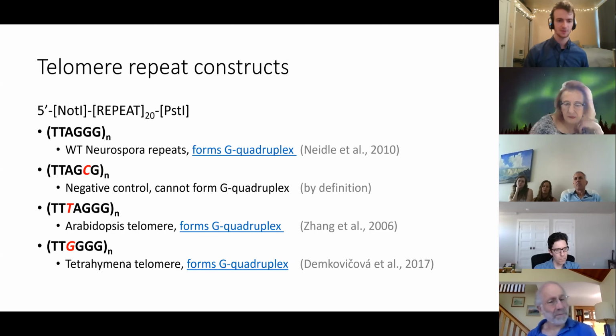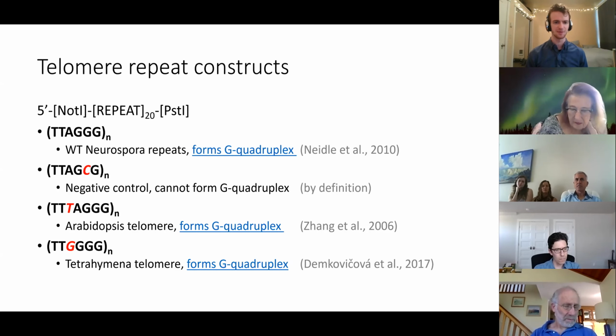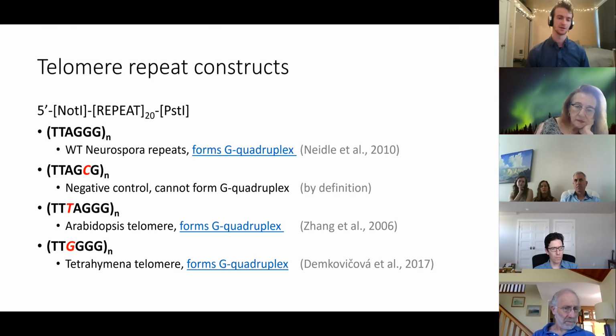Arabidopsis has an extra T in the base, but for the most part is the same, so it's a 7 repeat motif. And the Tetrahymena telomere, which is TTGGGG, so just an A swapped to a G, which theoretically should be able to form a stronger G quadruplex, but you know, who knows?